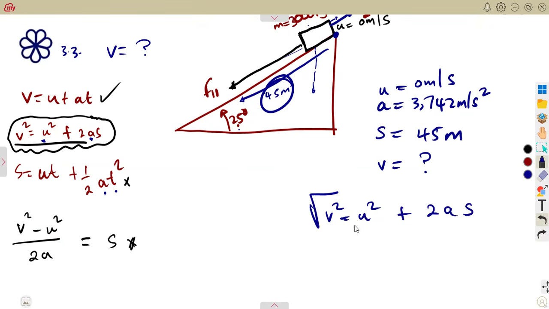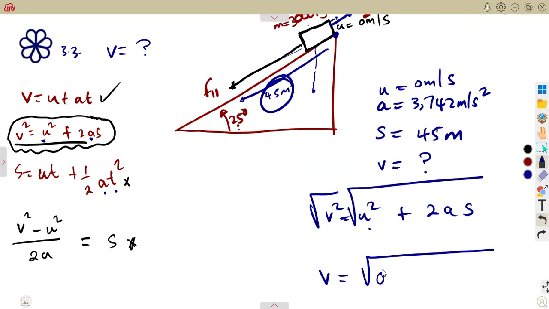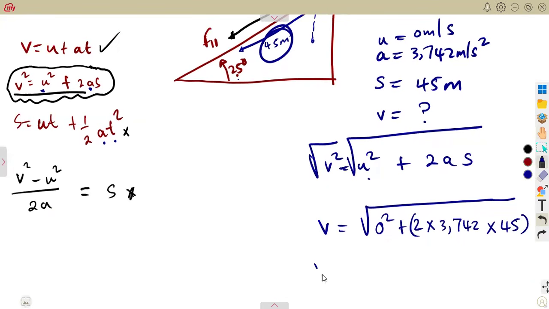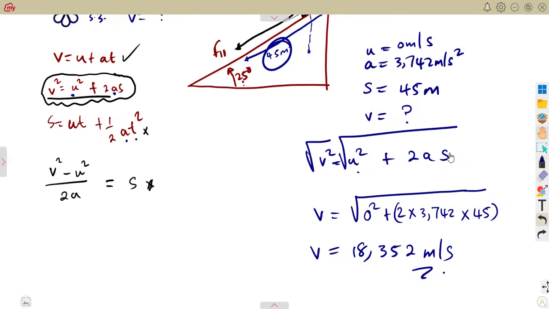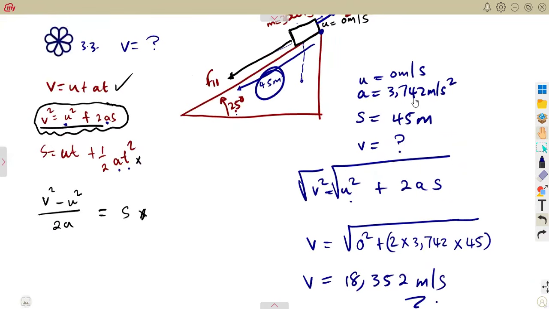We can find our final velocity. Introduce the square root. So v is equal to the square root of u, remember, that's a 0 there, so that's 0 squared plus 2 times a, our acceleration, 3,742, times s, which is 45 meters. That was going to give us our v, which was going to be 18,352 meters per second. All right. In terms of the calculation there, do verify when you are using your memo. Do not just take the answer as it is, because these guys do make a lot of mistakes.